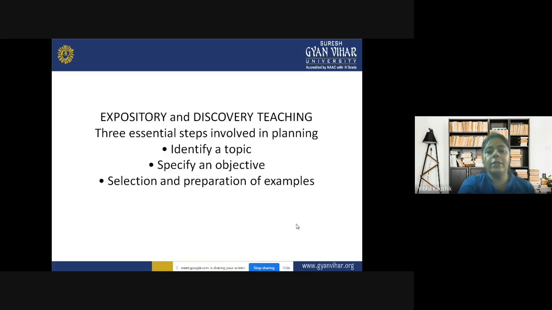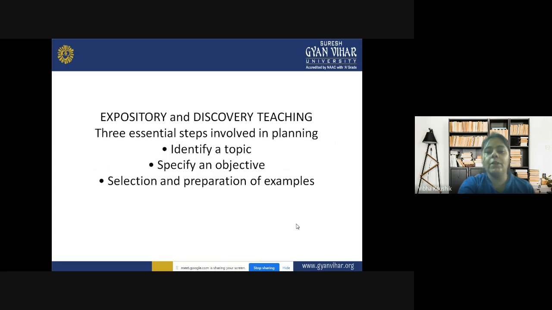Exploratory and discovery teaching. Three essential steps involved in planning. Identify a topic. You have to identify a topic on which the teacher is going to teach. Specify an objective. You have to specify that this topic will be taught to the students to attain these particular objectives.